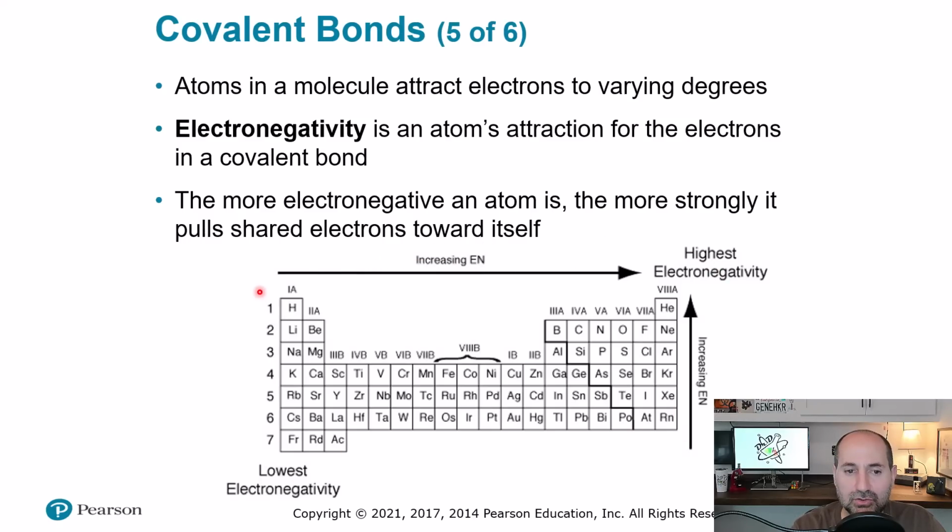What I want to show you is that electronegativity, an atom's pull or affinity for electrons, increases as we look to the right of the periodic table. So the elements on the right side of the periodic table have more electronegativity than on the left side, and as we look up on the periodic table. So the most electronegative of the elements are right here at the top right of the periodic table, and the least electronegative of the elements are down here at the bottom left of the periodic table.